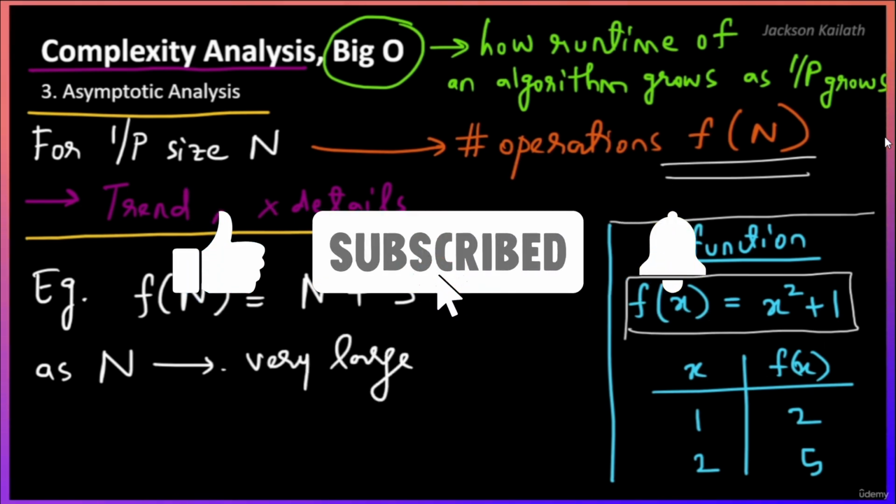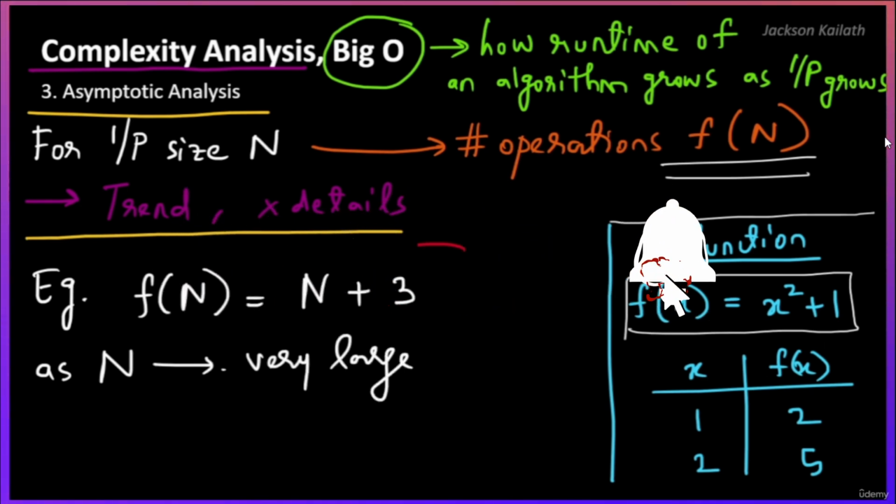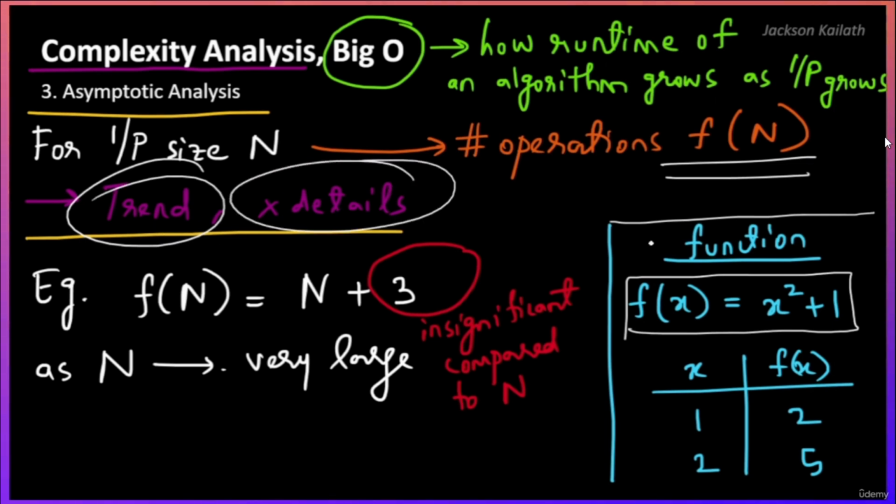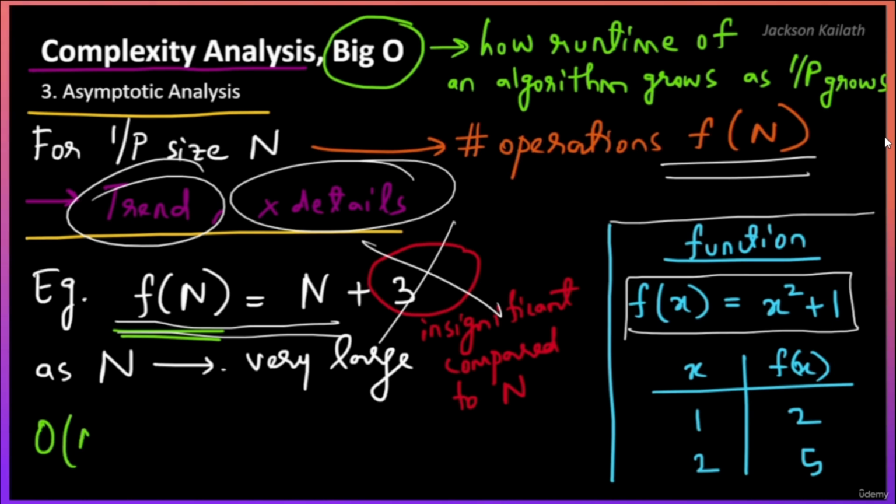For example, a million or a billion. In that case, you can see that this 3 over here becomes insignificant, right? We just want the trend. So whether we are getting a value 1,000,003 or 1 million, this makes no impact with respect to the trend. We are not interested in the details. Therefore, we can just neglect this. And if we find that f of n is equal to n, then we can say that the time complexity of this particular algorithm is of the order of n, or O of n. So we are using the big O notation over here.